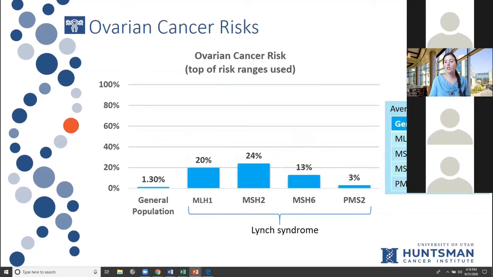Ovarian cancer is much more rare in the general population, affecting only 1.3% of women. However, with Lynch syndrome, the risk is greatly increased in MLH1, MSH2, and MSH6 mutation carriers, and moderately increased for PMS2 mutation carriers. Again, we see these cancers happening on average earlier in people with Lynch syndrome, often when a woman is in her 40s, while women in the general population usually don't develop ovarian cancer until their early 60s at least. Notably, PMS2 mutation carriers aren't typically diagnosed with ovarian cancer much earlier than women in the general population.